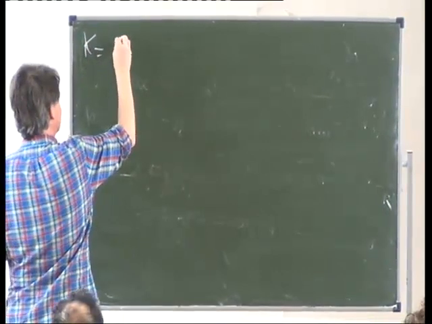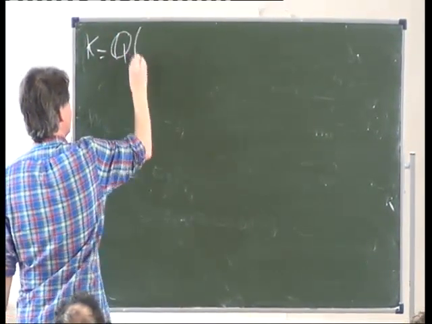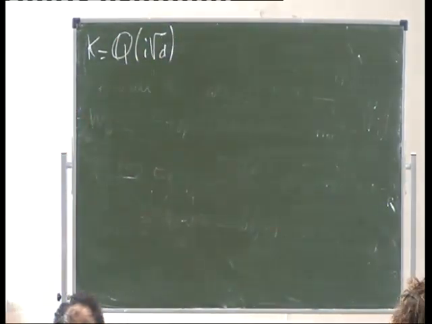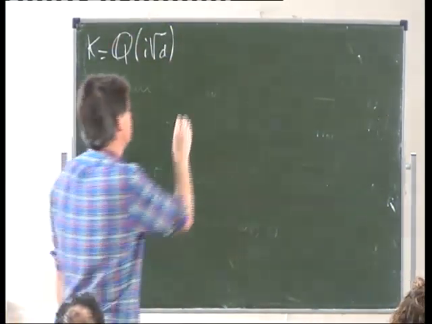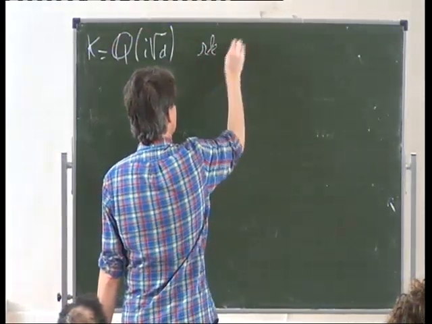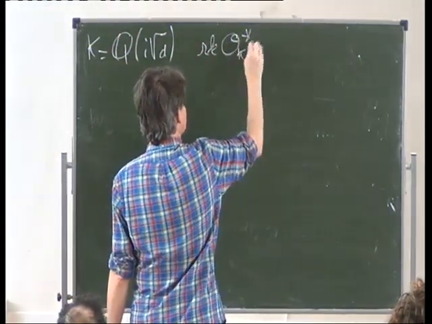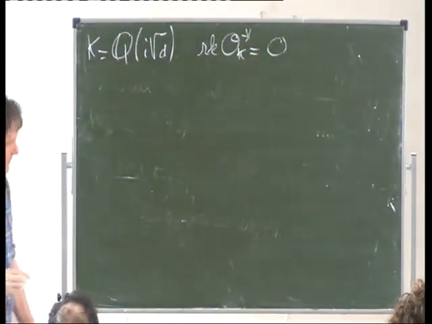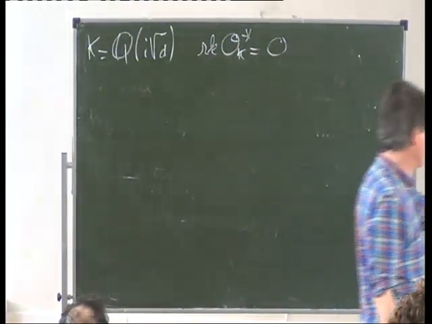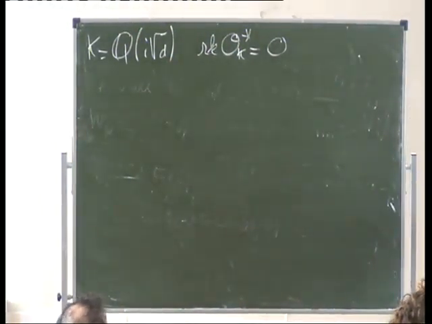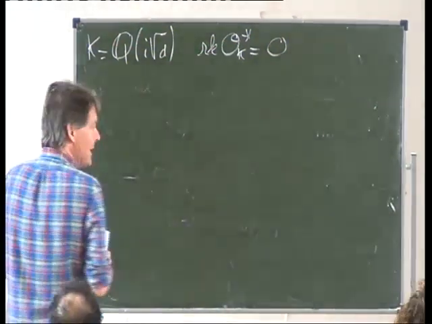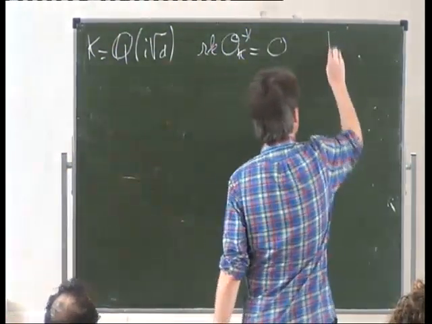Let's look at quadratic fields. So first, I will write like this. Imaginary quadratic field. So what is the rank of O_K star in this case? Well, it's 0. It's a finite group. R1 is equal to 0, R2 is equal to 1, so it's 0. So in that case, the regulator is just 1.